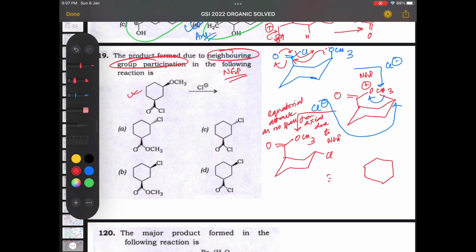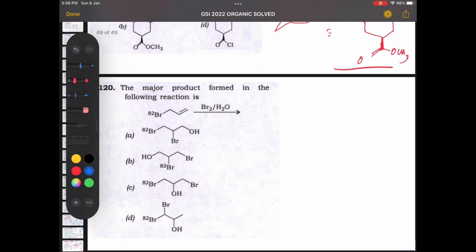So let us draw it in a normal hash and wedge structure to find out our option. So as you can see, the COCH3 is on the wedge and Cl is on the hash. So A is our answer. Okay, so with this we come to the last question. So this is a very easy question, as you have seen.